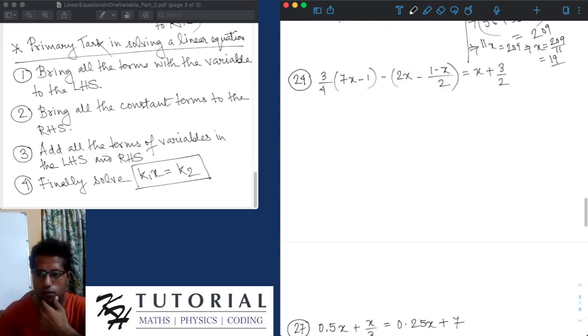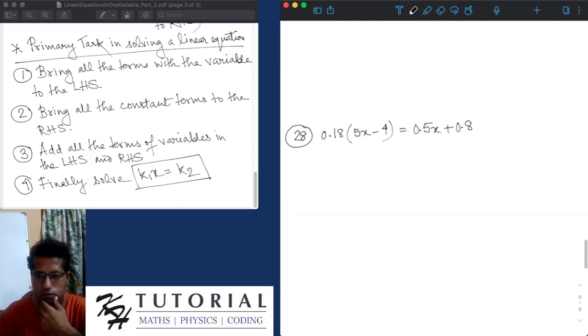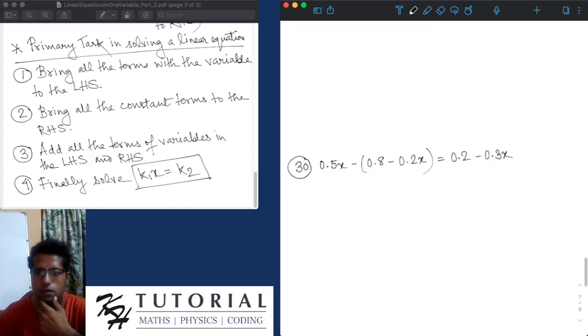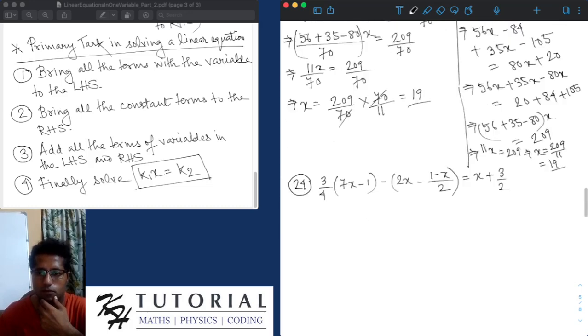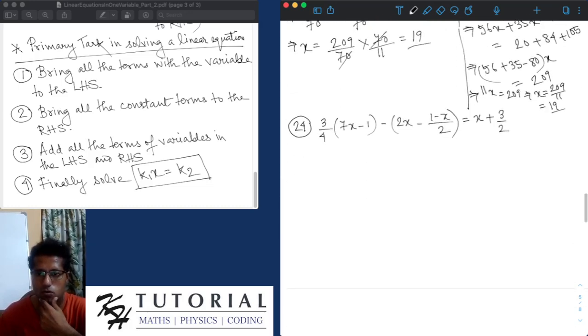Let's do, how many problems are left? Okay, quite a few. So let's do problem number 24. So in the straightforward method, we have to first simplify the terms in the LHS and the RHS.